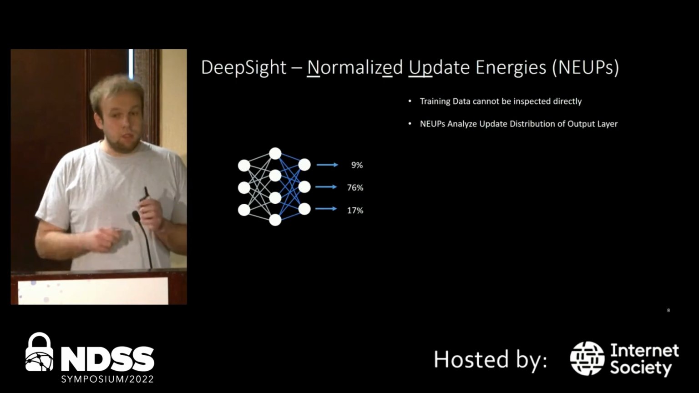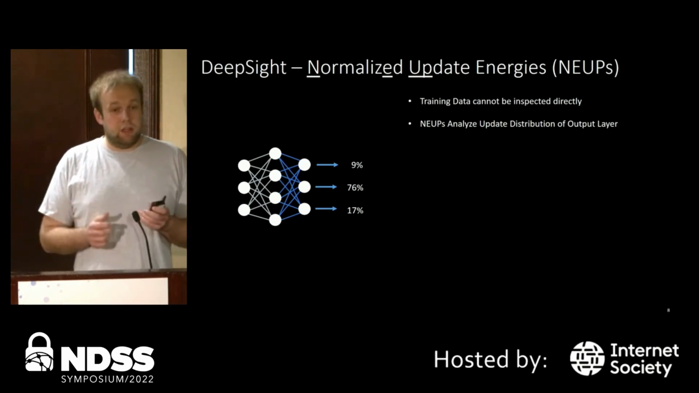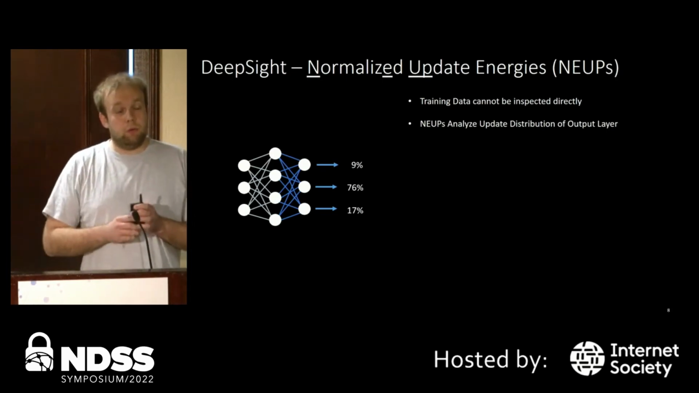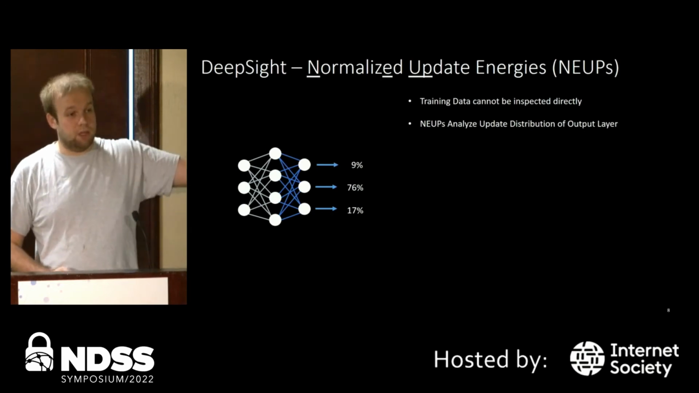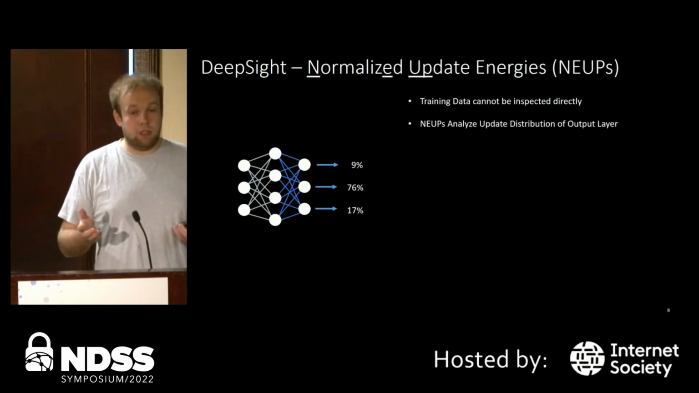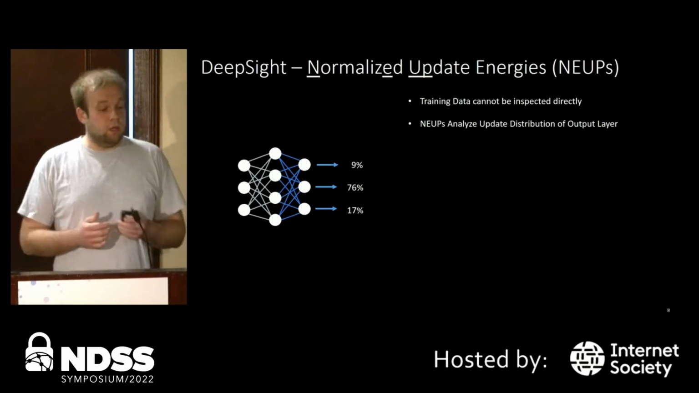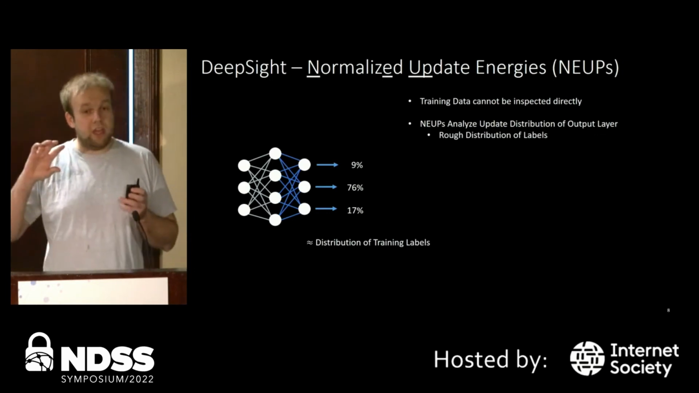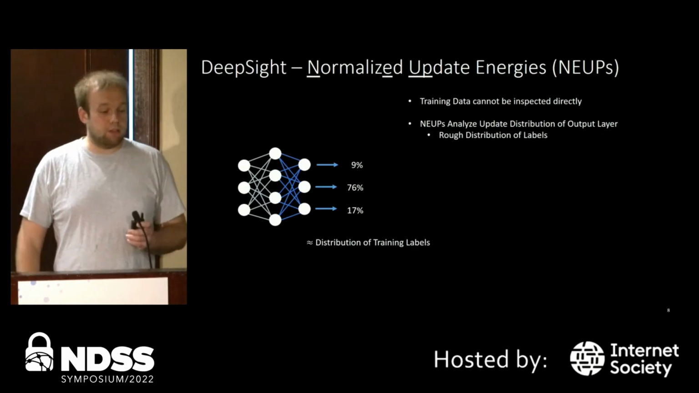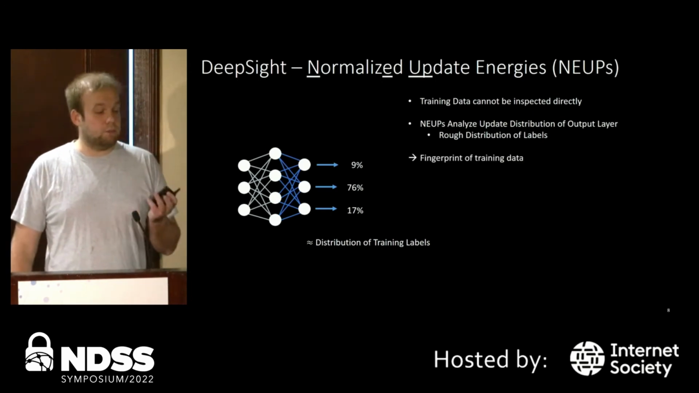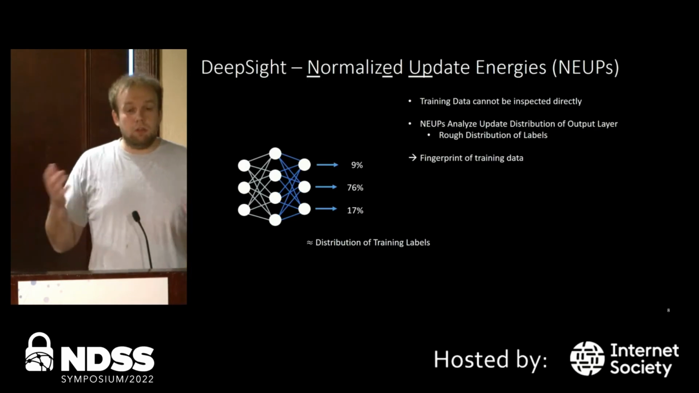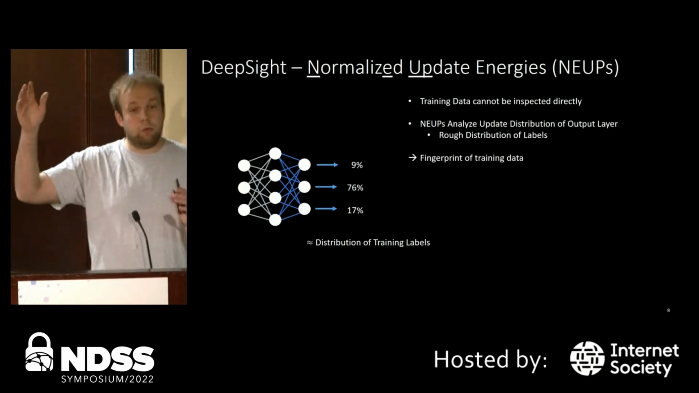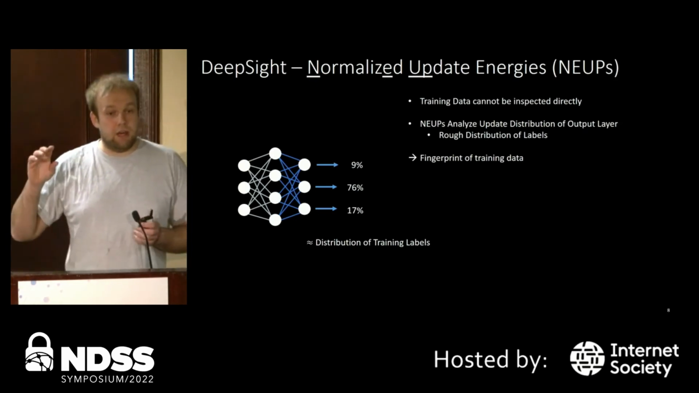During training of a neural network, for every sample, all parameters of the network are adapted very slightly. So if a label occurs way more often than the other labels, then the respective output layer neuron will also be changed more strongly, such that this NUP distribution can actually be used to very roughly estimate the distribution of labels in the training data. And by this, we get a fingerprint of the training data. As we've seen on the previous slide, backdoor data usually focus on way fewer labels than the benign data. Therefore, they are more focused.